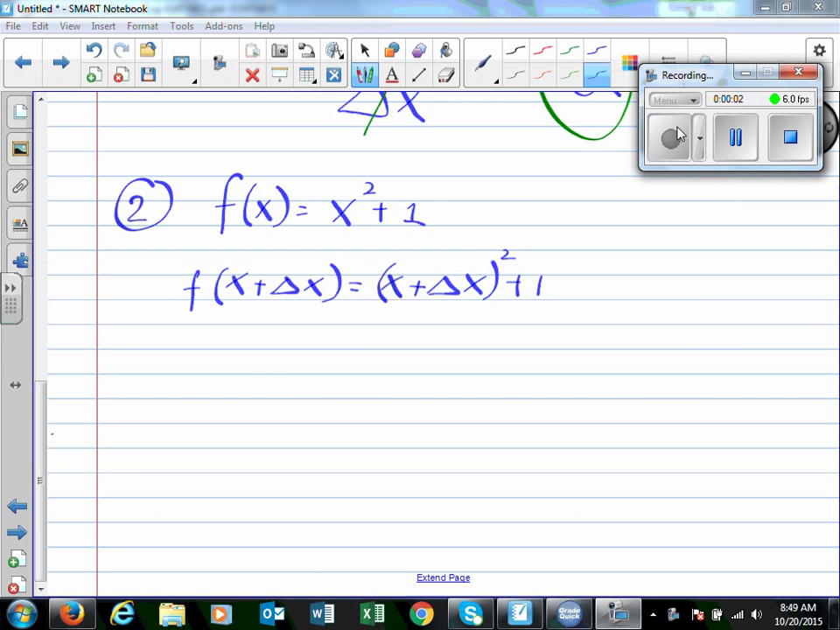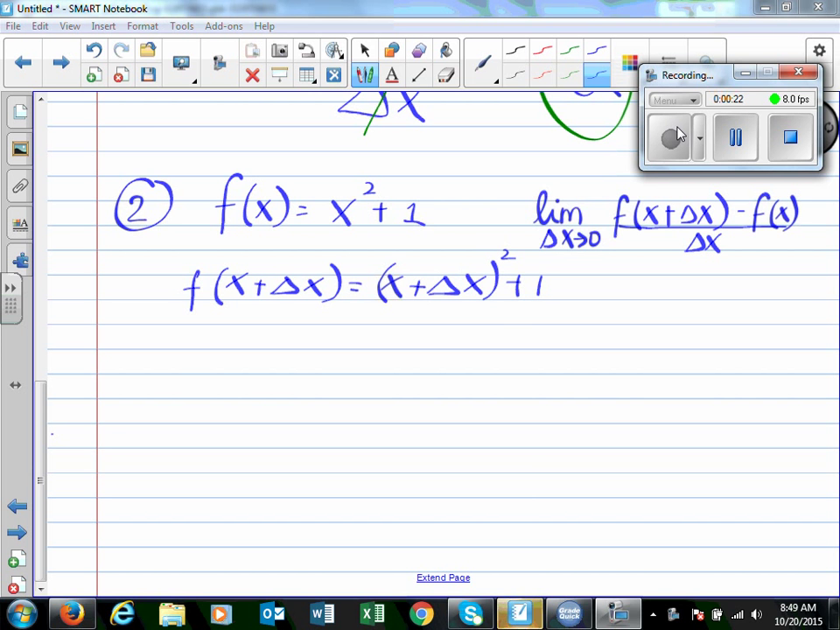Of x is given to be x squared plus 1. Now we're going to apply the limit definition for derivatives: the limit as delta x approaches 0 of f of x plus delta x minus f of x, over delta x. Okay? So did you guys do this?